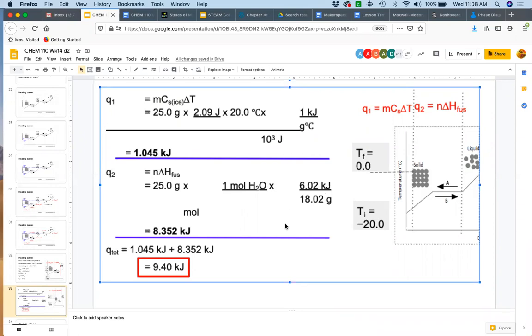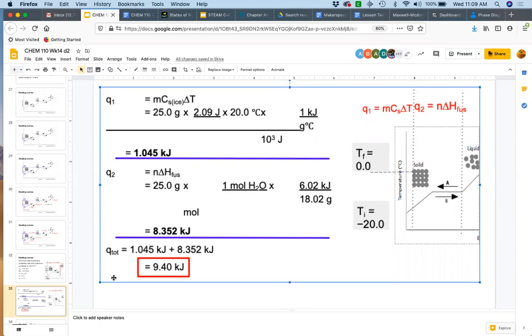So if I think about that, I have 25 times 6.02, and I divide by 18.02, and I get 8.35 kilojoules. Notice here I don't have to do any conversion because I'm already in kilojoules per mole. I'll fix this. The 18.02 should shift and be over here, and the kilojoules per mole should be here. Notice you can cancel your units to check and make sure that you set everything up correctly.